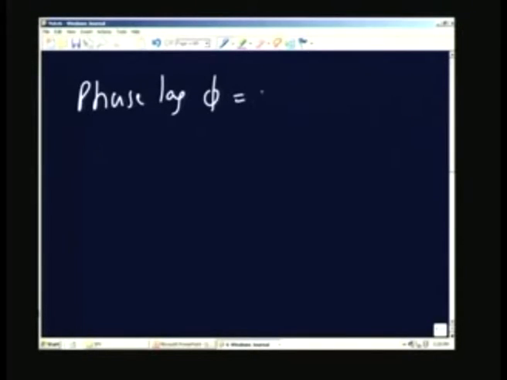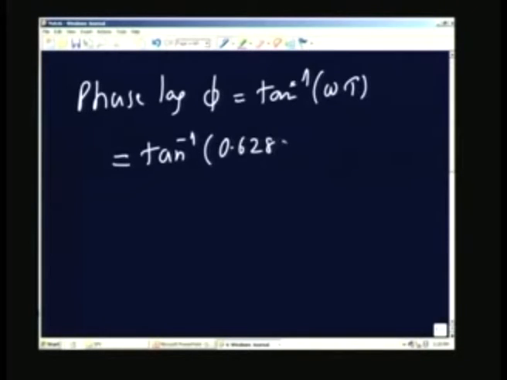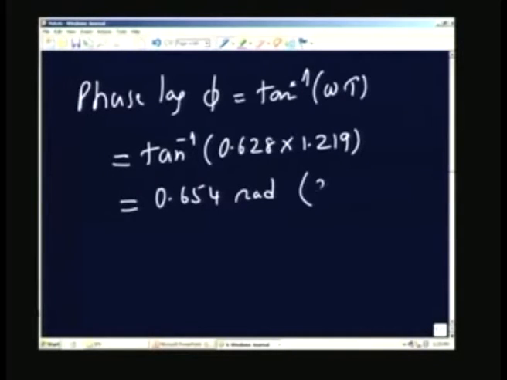Phi is equal to tan inverse of omega tau, which is equal to tan inverse of omega, 0.628, multiplied by 1.219. This will turn out to be 0.654 radians, and in terms of angles this will turn out to be about 37.5 degrees.